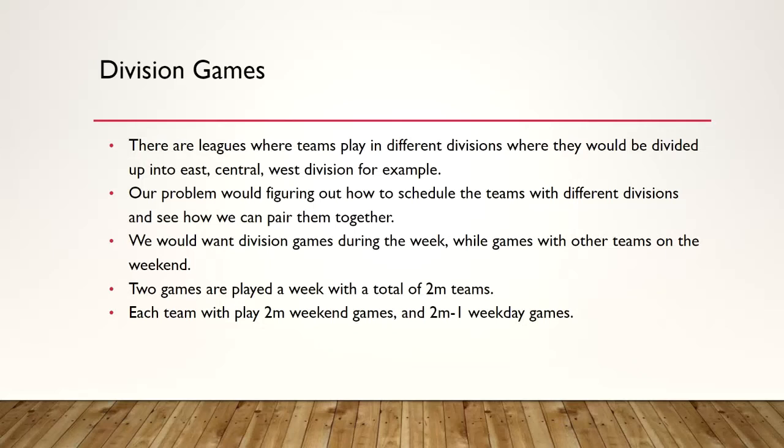So another possible problem that will be used amongst the scheduling algorithms is the division games. There are leagues where teams play in different divisions. They would be divided into East, Central, West divisions, for example. This was an example provided by a book where it was talking about Major League Baseball. There are also other leagues such as football that have not only different conferences, but also four different divisions within each conference, such as the North, South, East, and West. Same goes with basketball.